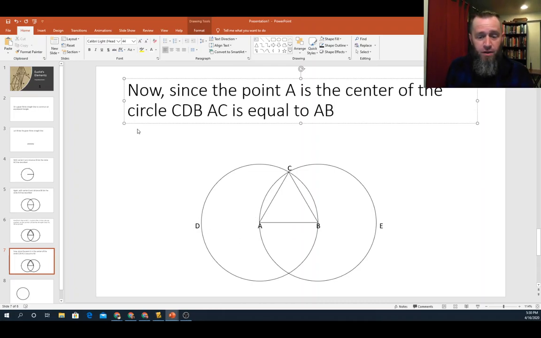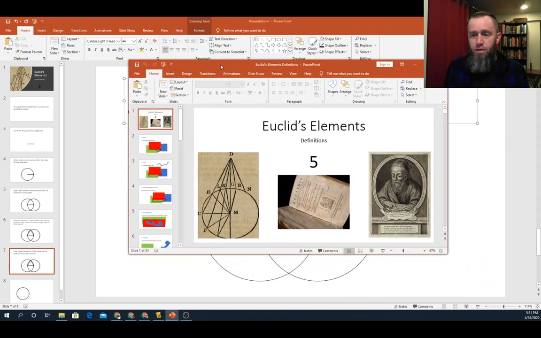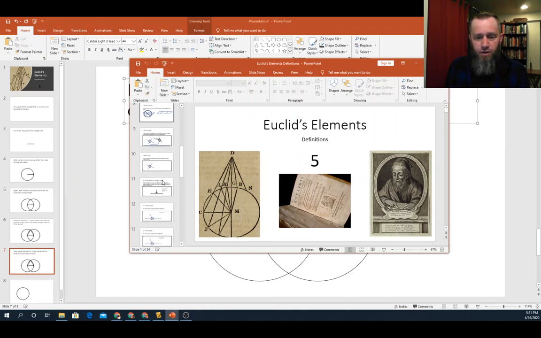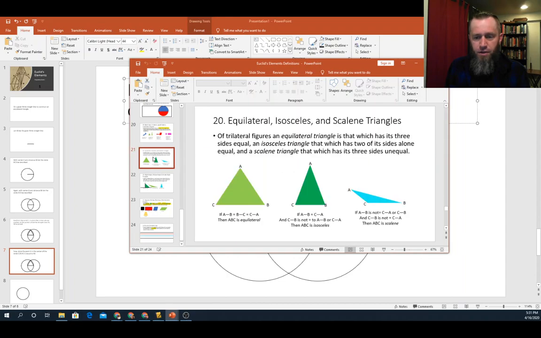That's an important aspect of our rules for equilateral triangles. I'm going to pause here for just a second. You probably just saw me jump there, but to bring in our definitions, the definitions of Euclid's Elements. If we go down here, you will remember that at one point we defined an equilateral triangle. Here it is.